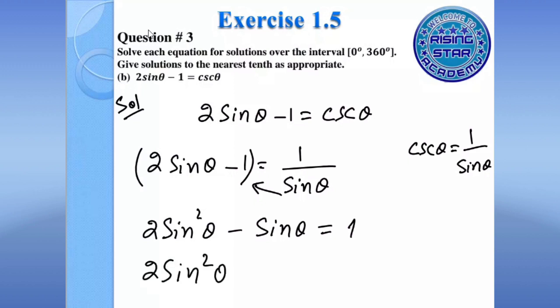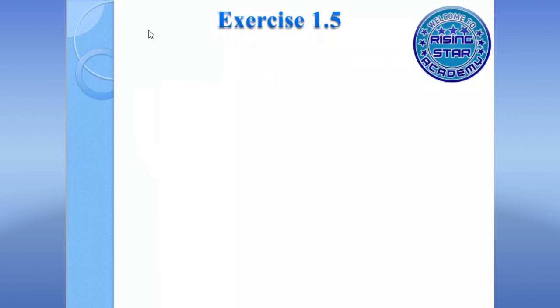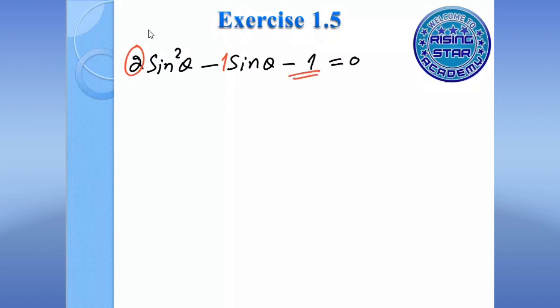Now we'll rearrange: minus 1 is equal to 0. Now it is in the form of a quadratic equation, so we will factorize it. So 2 sine square theta minus sine theta minus 1 is equal to 0. This is the coefficient of 2, this is the coefficient of -1, and that is also -1. I would use the calculator to simplify the roots. So let me show you on the calculator.